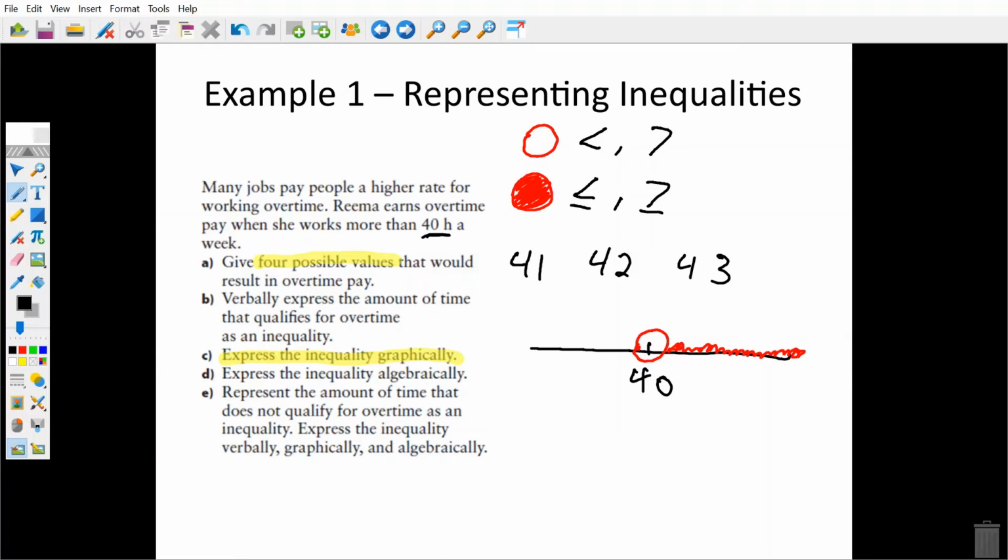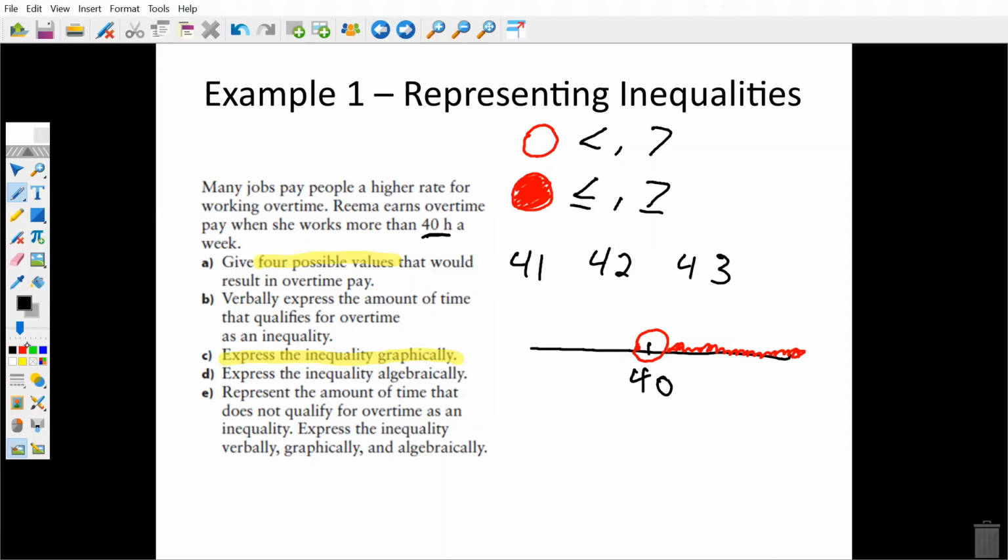It says that she gets overtime for working more than 40 hours. So does she get overtime for working exactly 40 hours? No, she doesn't. She has to work greater than 40 hours. That's why our circle is open, because she has to work more than 40 hours, but not equal to 40 hours. Okay?